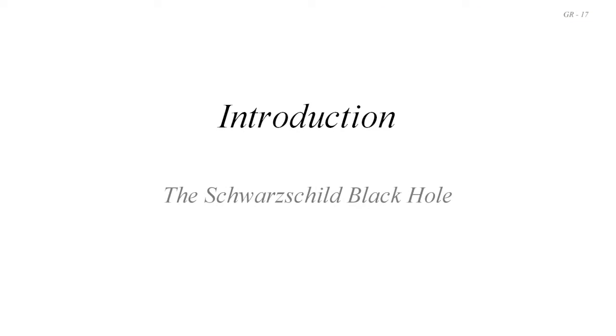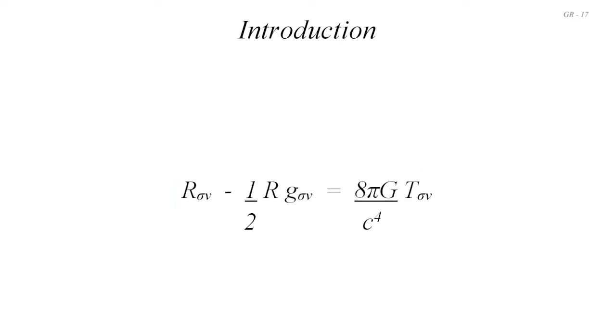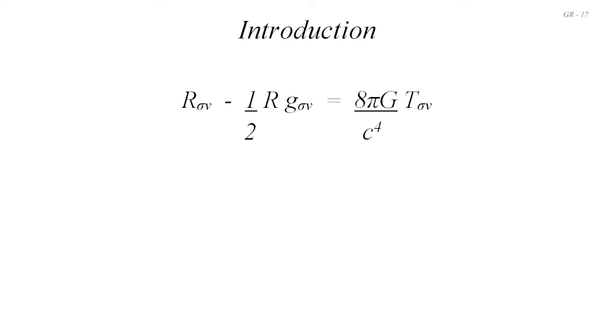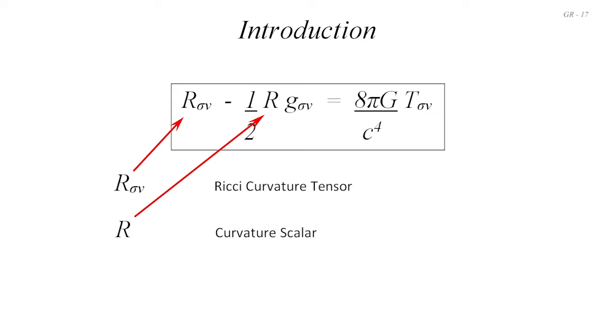The last few videos in this series have focused on the Schwarzschild black hole and looked at a number of ways of measuring the space-time around it. However, we now want to try to move closer to an understanding of Einstein's field equations. In particular, for this video, we want to think about what these two things are. The first is the Ricci Curvature Tensor, and the second is called the Curvature Scalar, or sometimes the Ricci Scalar.